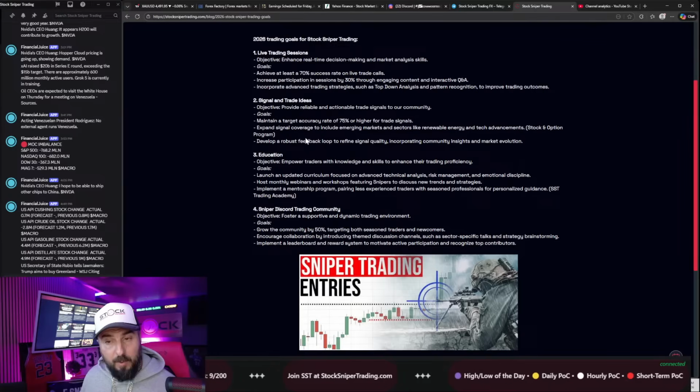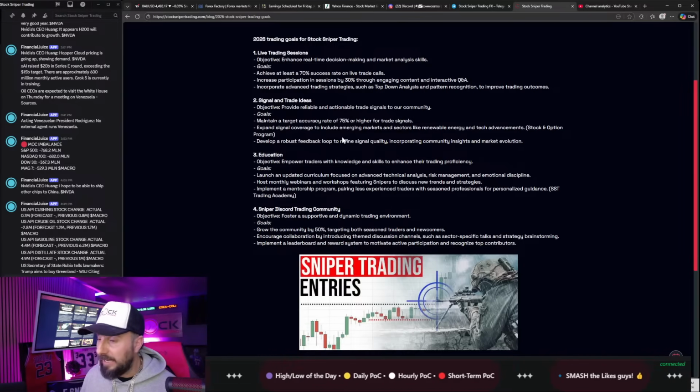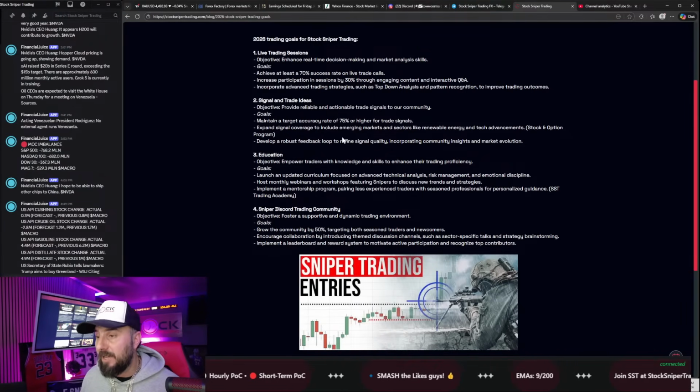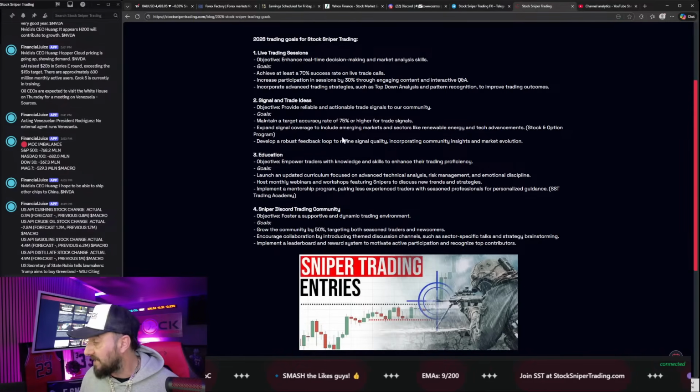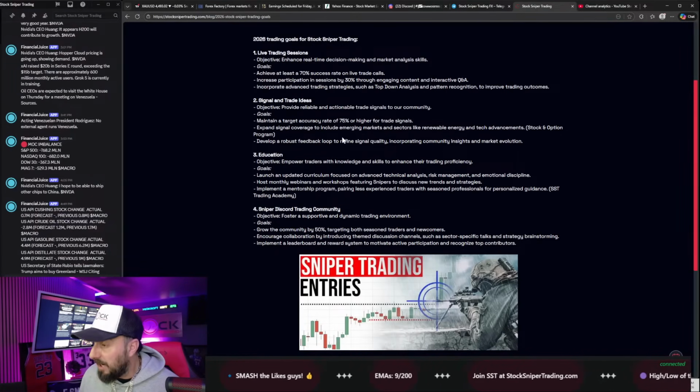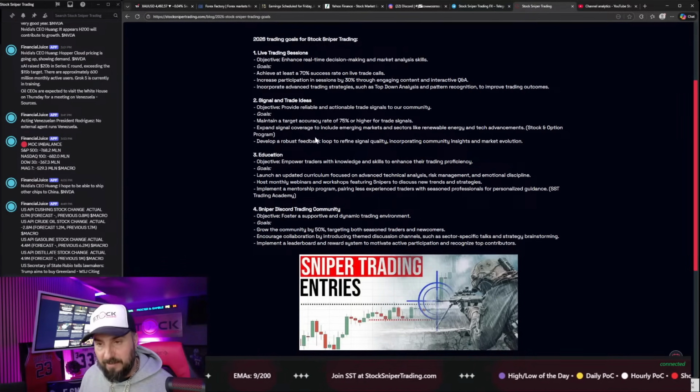Goals of these, we want to maintain a target accuracy rate of 75% or higher for trade signals. So you can see that, yes, sometimes they do go and hit a stop loss. That's part of trading, but you got to also look at the positive trades and the winning trades that they're pretty good over time, and they've been over time above 70%. So good above 70% live trading with signals, with proper risk management, we can do a good job together, okay? So we want to continue this.